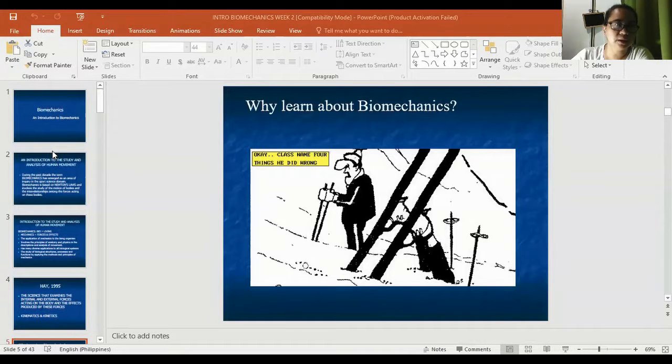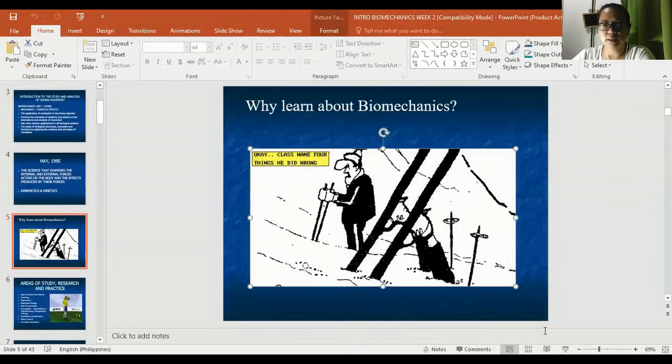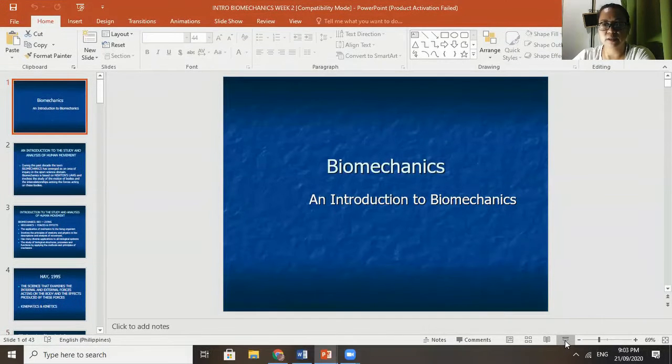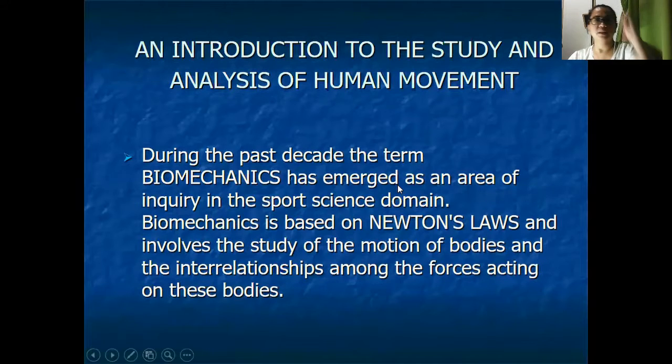Let me share the screen so I can discuss the basics of what is biomechanics. Okay, so this is an introduction to the study and analysis of human movement, as we all know. One of the prerequisites of biomechanics is the fundamentals of anatomy and kinesiology, or anatomy and physiology, which you have taken last year.